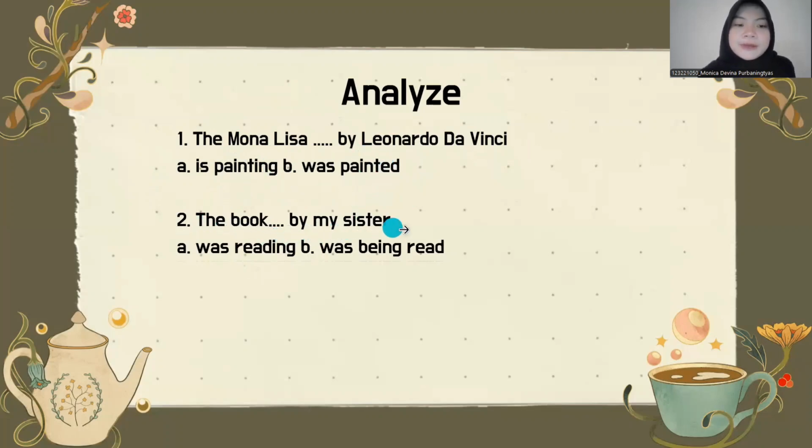The book blah blah blah by my sister: was reading or was being read? Yes, the right answer is was being read. Why? Because the passive voice always uses verb three, and reading is not verb three, it's verb being. And when we use continuous in the passive voice, we always use being: was being read. The book was being read by my sister.